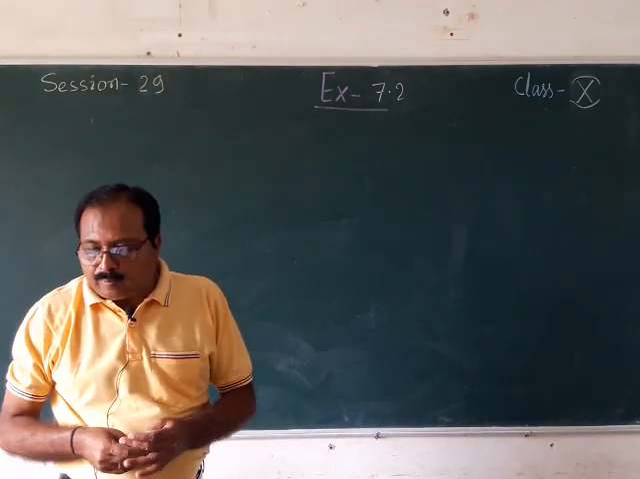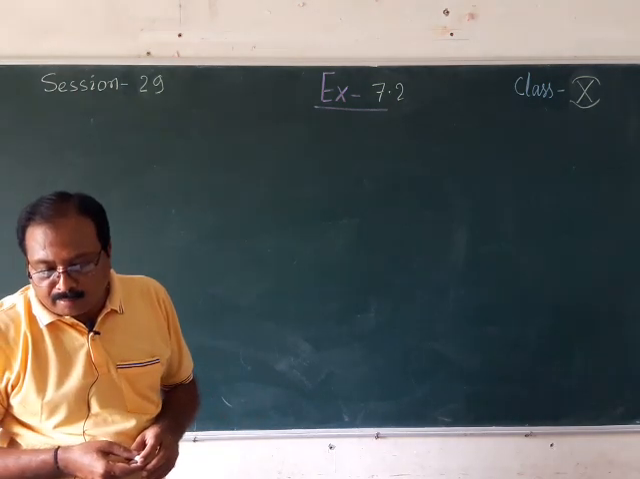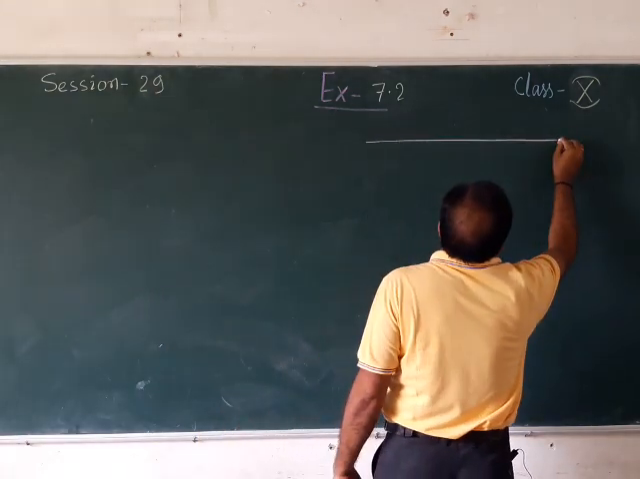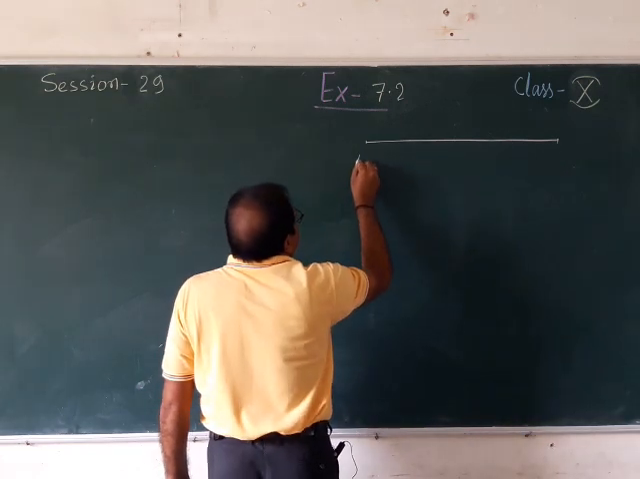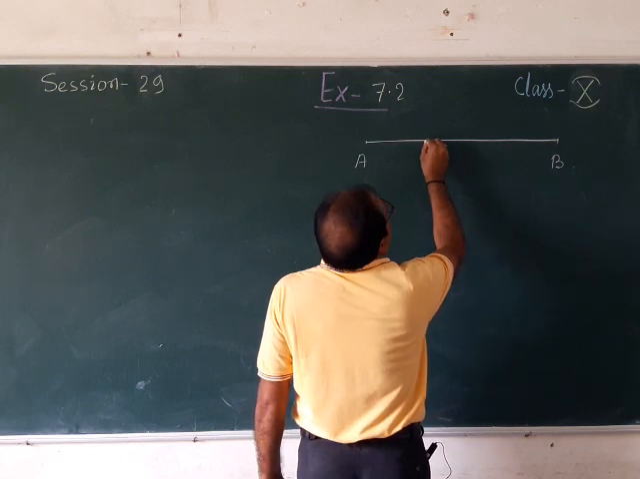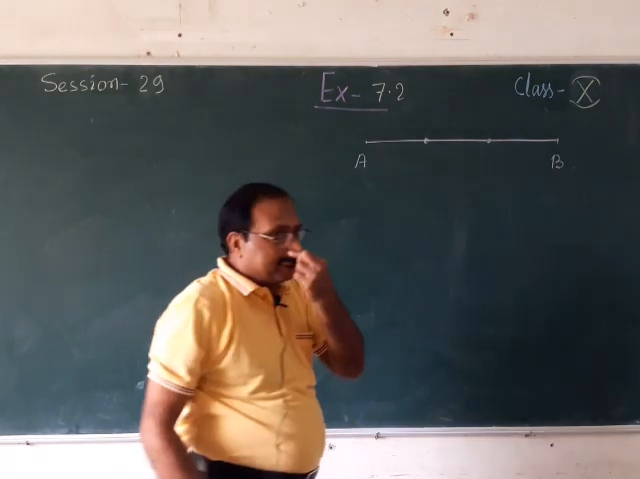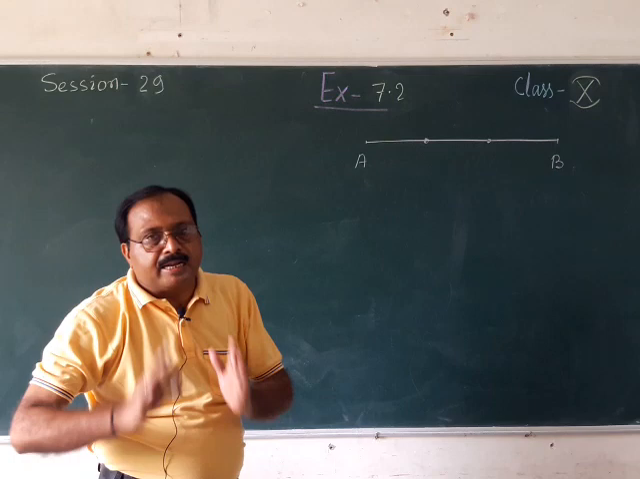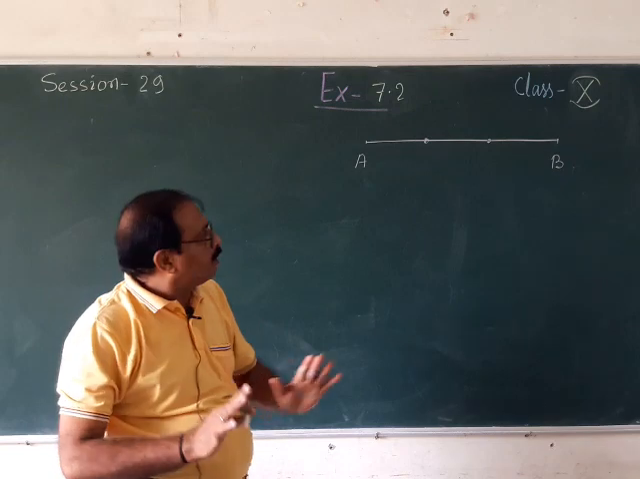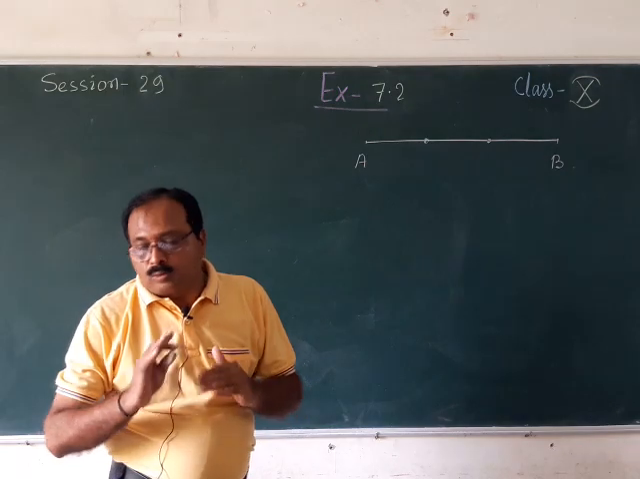Find the coordinates of the points of trisection of the line segment joining (4, -1) and (-2, -3). Okay. Trisection means what? Trisection means, suppose you are having a line segment, suppose its name is A and B. You need to take two more points here, then this line segment will be divided into 3 parts. Trisection means dividing something into 3 parts. Bisection means when you are dividing something into 2 parts, that is called bisection. Bisection means dividing anything into 2 parts, and trisection means dividing anything into 3 parts.